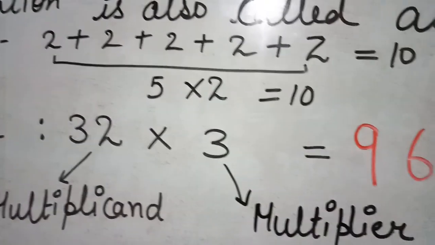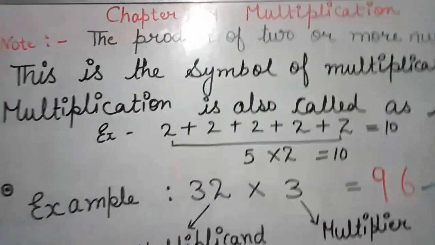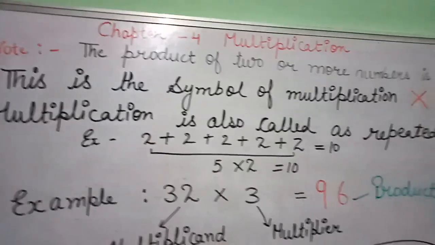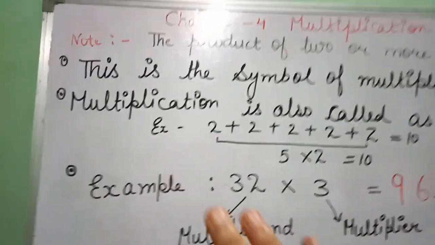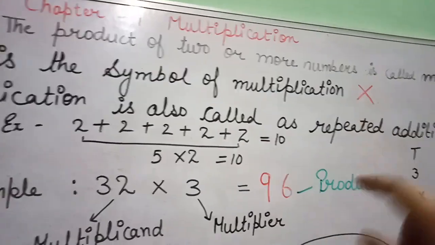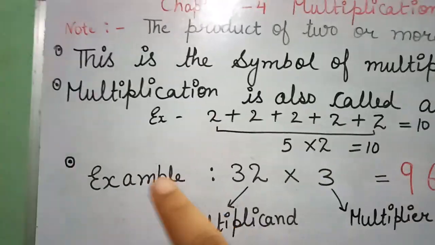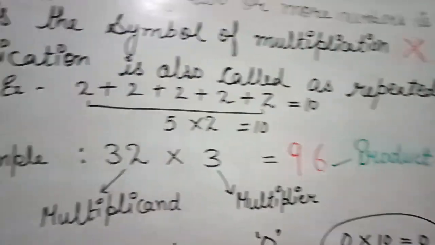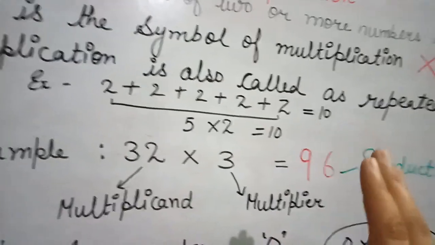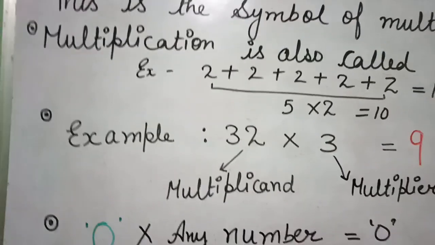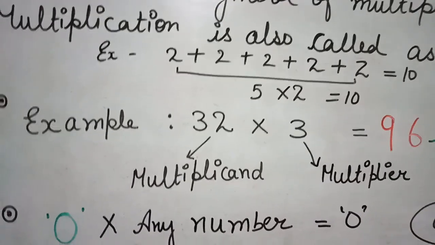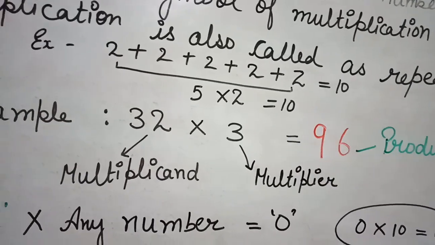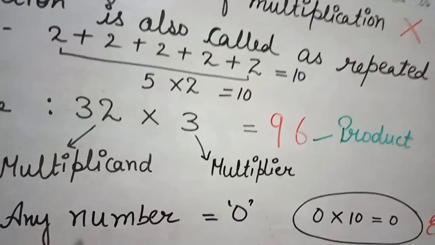Okay, we are going to recall every note. There are 3 notes we have learned. The product of two or more numbers is called multiplication. Second, the symbol of multiplication. Third, multiplication is also called repeated addition. Here is the example of how we add and how we multiply the sum. Then the next point: we have given the example of multiplication, with multiplicand, then into, then multiplier and equal to product.